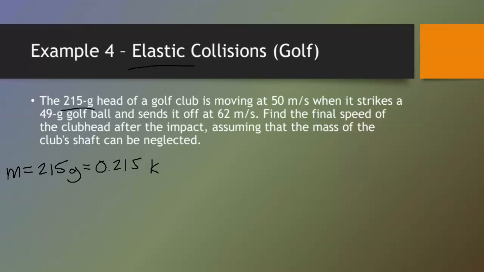Okay. 215 grams is 0.215 kilograms. And this is the mass of the golf club. We'll just use a C. And the velocity of the club is 50 meters per second.